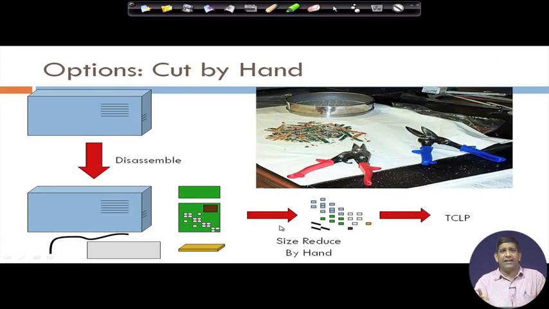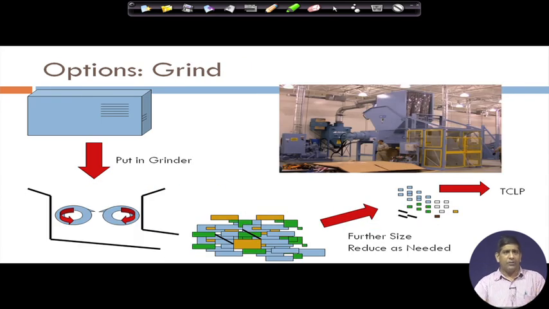So once you decide what should be the composition of your 100 grams, of course you need to size reduce. You need to size reduce the different components, and you can do it by hand. This is one way of doing it. Of course it's time consuming, or you require some labor, but it can be done in this way if you don't have the mechanical devices with you.